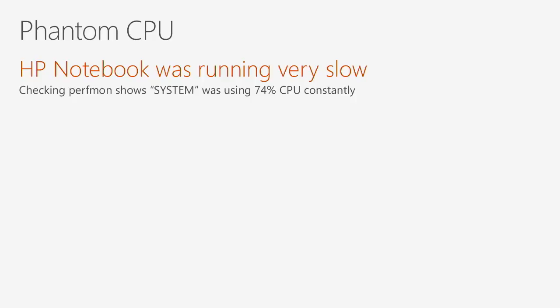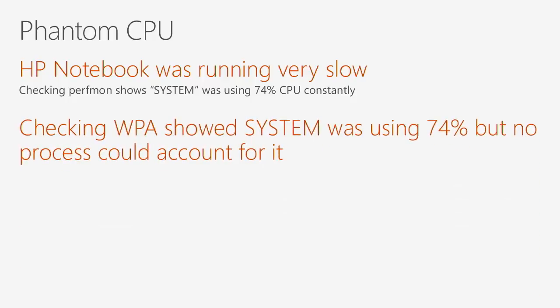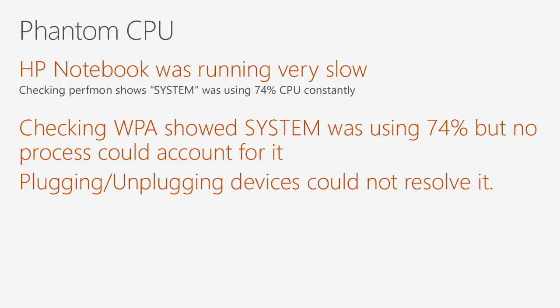So we just went, all right, looking at all the stuff, and we saw it was using 74% CPU constantly. Then we checked WPA, checked other stuff, and the system was using it. What the heck is that? Nothing, we couldn't trace it. We unplugged all the devices that we could find. Nothing, still exactly equally as slow.